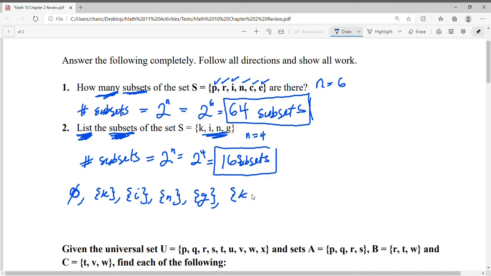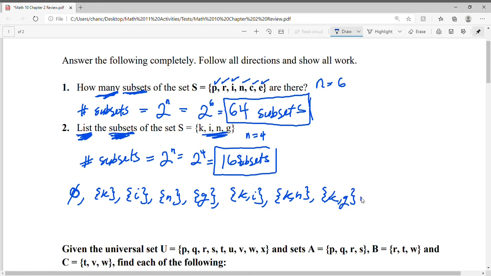I have K and I, I can do a K and an N, I could do K and G. So these are the sets with 2 elements starting with the K. But remember, if you switch these around and write KG, that's the same subset, so don't make any duplicates. KG is the same as GK.